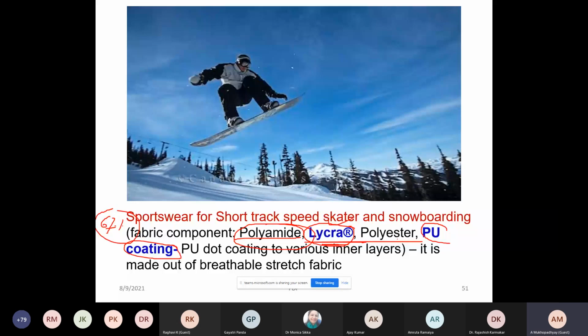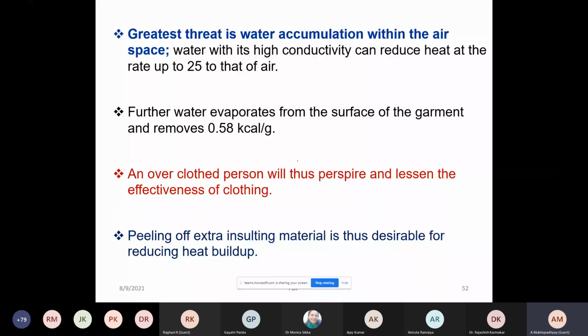Now these are the important points. The greatest threat is the water accumulation within the airspace. Why is that the greatest threat? Because water can have a conductivity which is 25 times that of air.